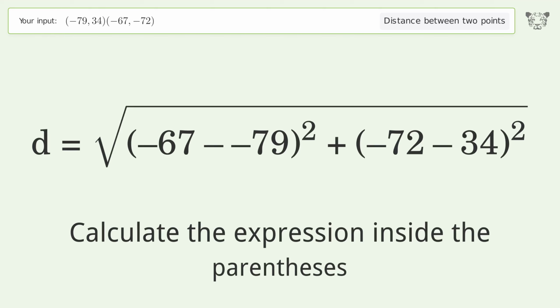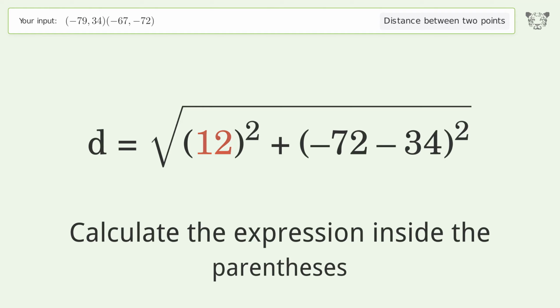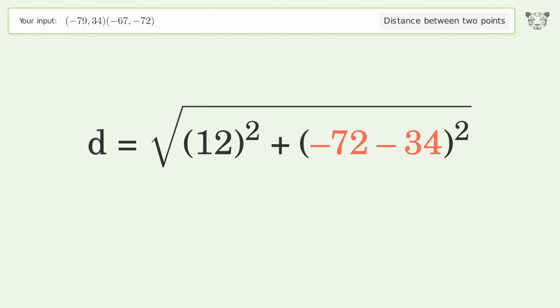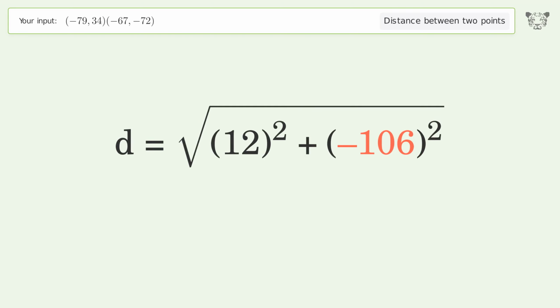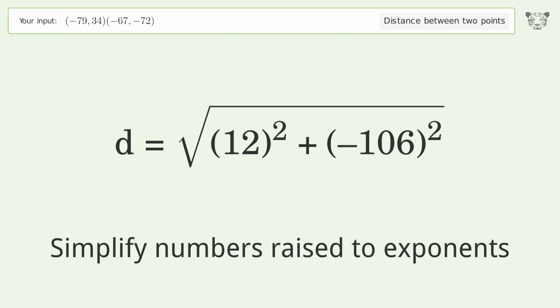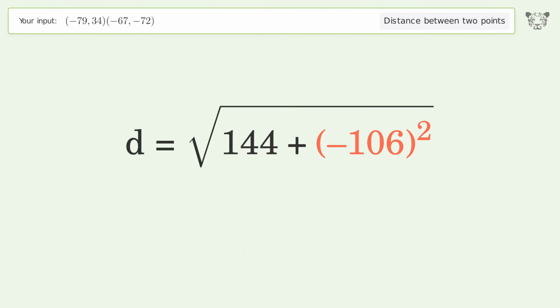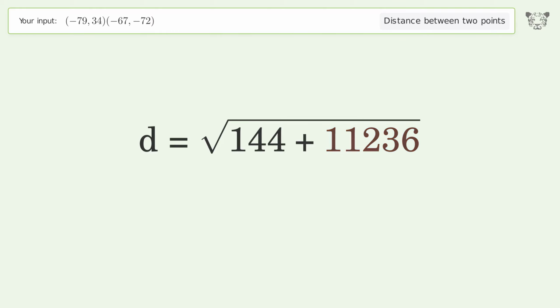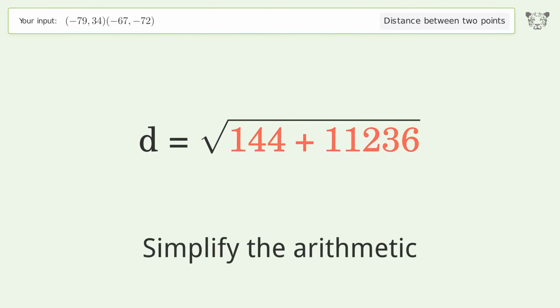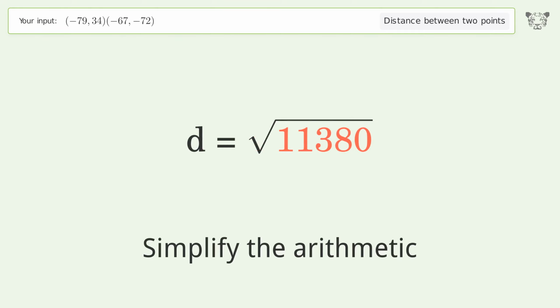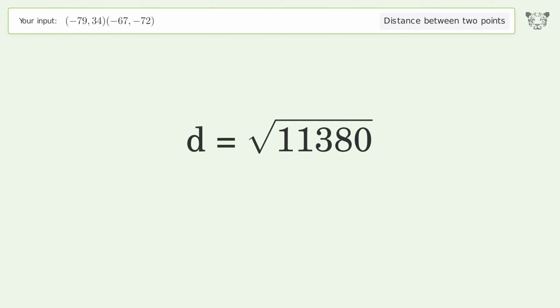Calculate the expression inside the parentheses. Simplify numbers raised to exponents. Simplify the arithmetic. And so the distance between the 2 points is the square root of 11,380, or 106.677.